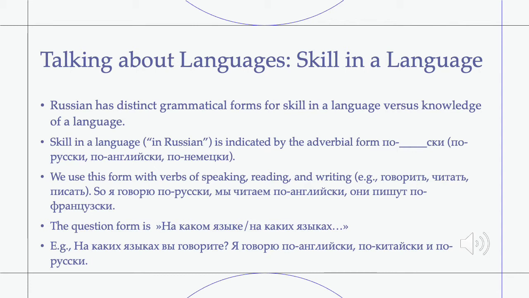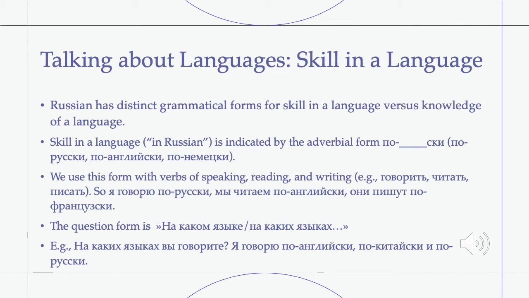And note that there is no и краткое at the end because this is an adverb, not an adjective. And we are going to use this form with verbs of speaking, reading, and writing. So, for example, говорить, to speak, читать, to read, писать, to write. So we say, я говорю по-русски. I speak Russian. Мы читаем по-английски. We read English. Они пишут по-французски. They write in French.